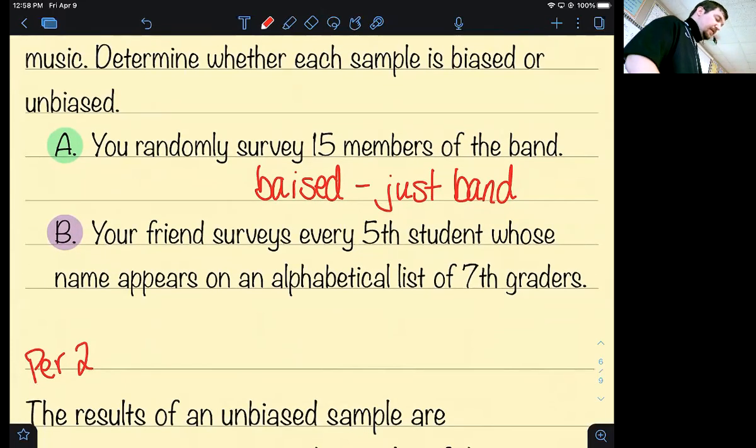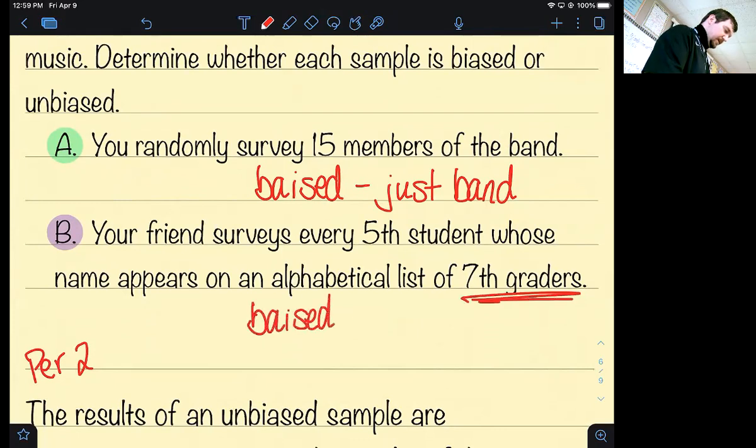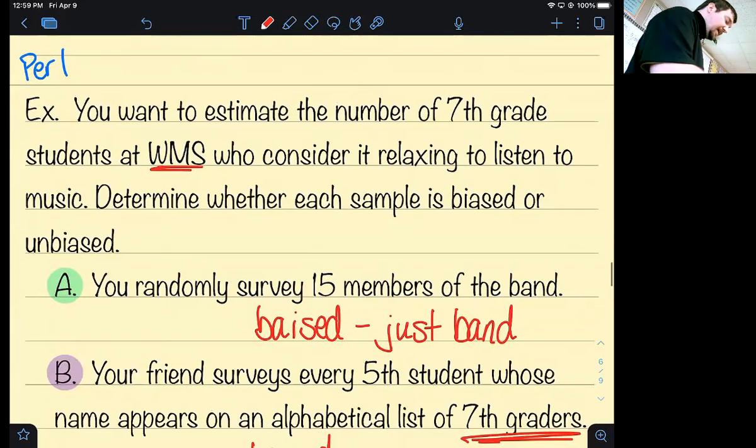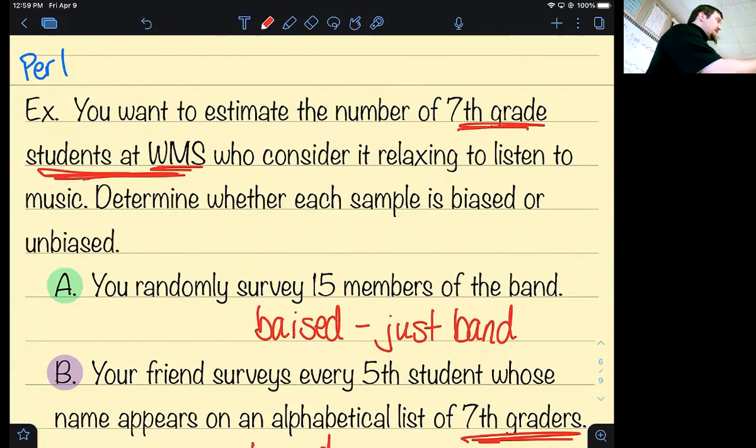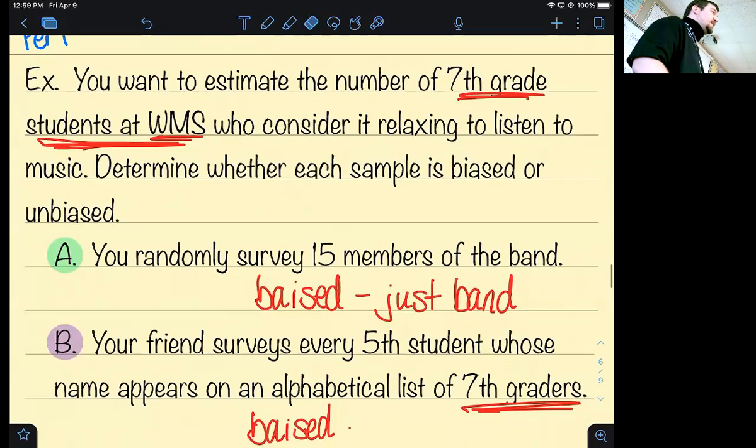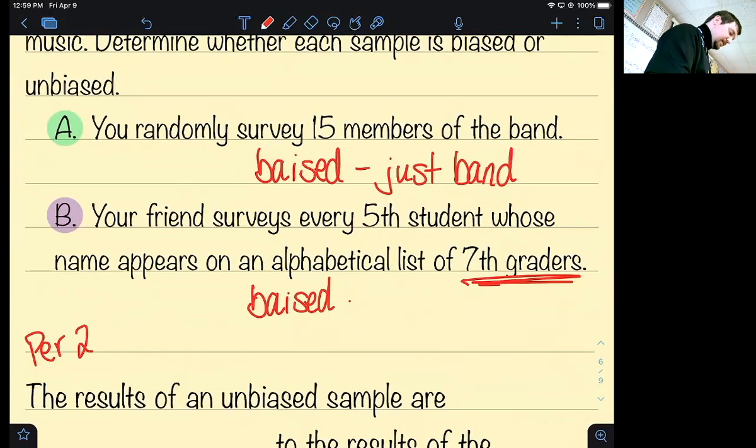Your friend surveys every 5th student whose name appears in an alphabetical list of 7th graders. It's only the 7th grade. This is also biased. Oh, no, you're right, thank you. 7th grade students at Western Middle School. Thanks, Brady. Go get candy for reminding me of that. Okay, did you notice it? Yes, I did. It's unbiased.